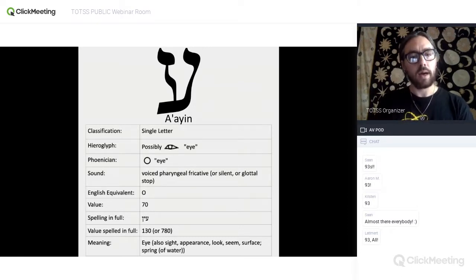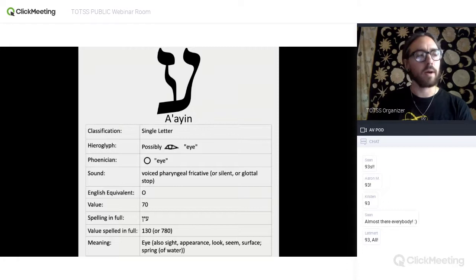All right, so Ayin is one of our single letters. And so we know that it will be attributed to one of the signs of the zodiac. Our hieroglyphic origin is possibly from the Egyptian hieroglyph meaning eye, and then that likely leads to the Phoenician letter that you see there, which is basically just a circle meaning eye. As I may have noted before, there's a lot of variation in the Phoenician letters over time and in different regions, so these are idealized versions of the Phoenician letters, but more or less a circle.